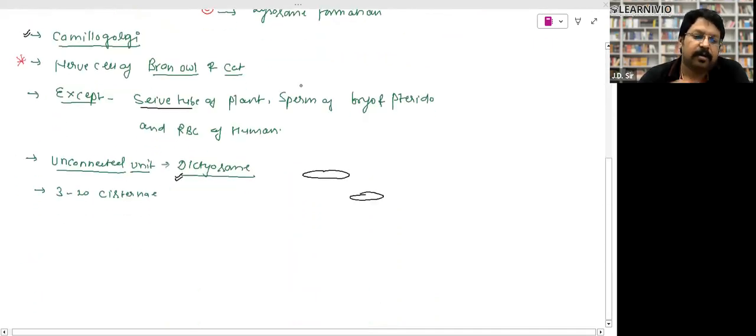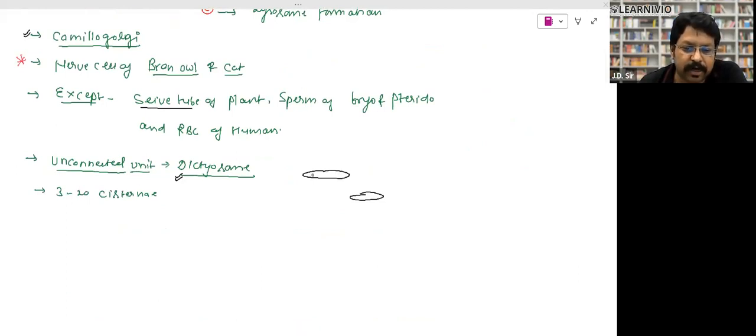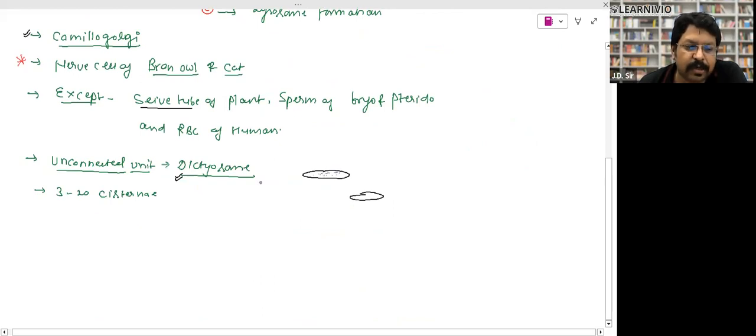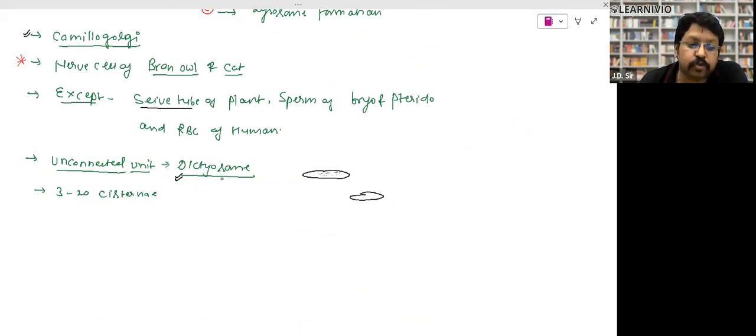Look, these kind of unconnected cisternae are found. This kind of structure, unconnected cisternae, are known as dictyosomes, right? So in place of Golgi complex in plant, dictyosomes are found. They are a collection of 3 to 20 unconnected cisternae. They have the same function as Golgi in plant. So plants have dictyosomes in place of the Golgi complex. Clear? And what are they? They are unconnected cisternae.